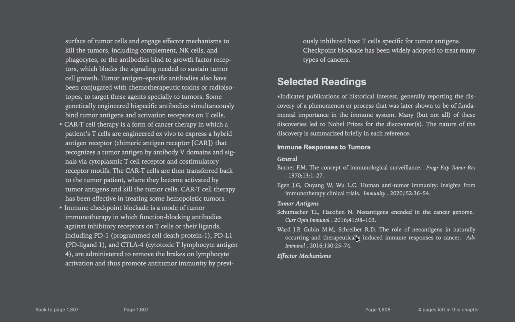CAR therapy has been effective in treating some hematopoietic tumors. Immune checkpoint blockade is the mode of tumor immunotherapy in which function-blocking antibodies against the inhibitory receptors on T cells or their ligands, including PD-1, programmed cell death 1, and its ligands, and CTLA-4, cytotoxic T lymphocyte antigen 4, are administered to remove the brakes on lymphocyte activation and thus promote anti-tumor immunity by previously inhibited host T cells specific for antigen. Checkpoint blockers have been widely adopted to treat many types of cancer.